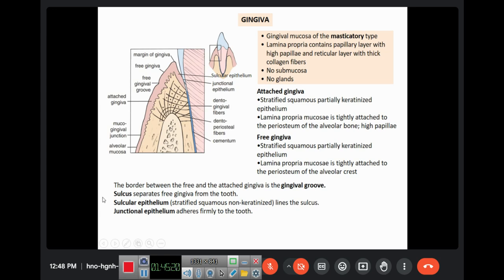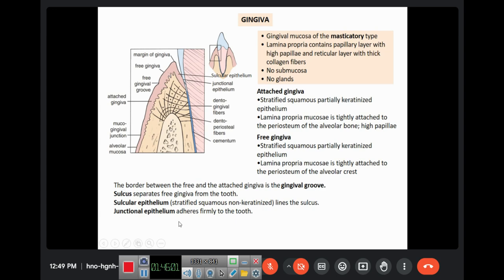Here we have the space between the tooth, this is the enamel of the tooth, and the free gingiva tip or margin. So this space between the free gingiva and the tooth is called the sulcus. It separates free gingiva from the tooth. This epithelium, which lines the sulcus, is called sulcular epithelium. It is stratified squamous non-keratinized, unlike the epithelium of free and attached gingiva, which is keratinized or partially keratinized.